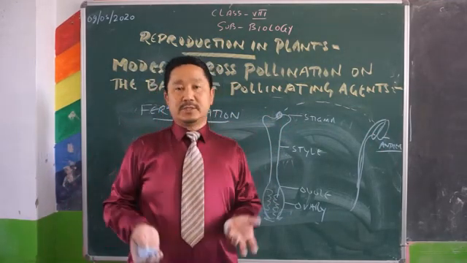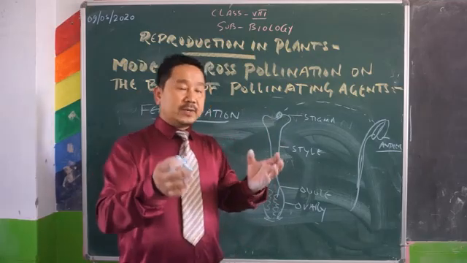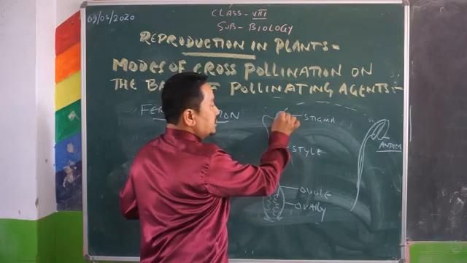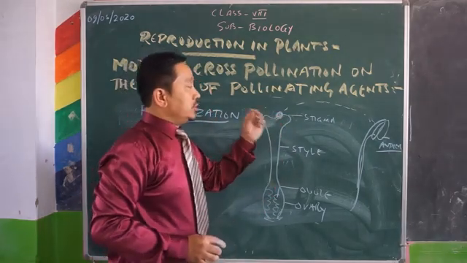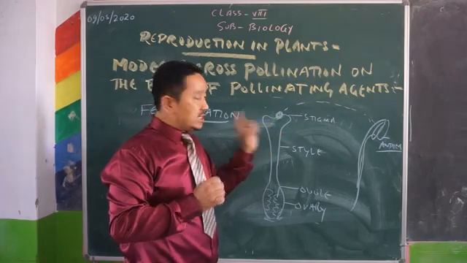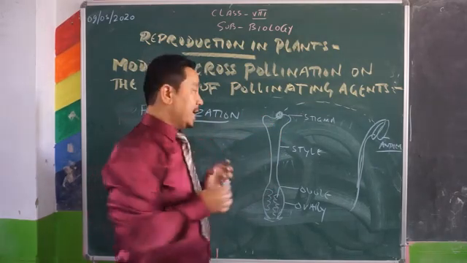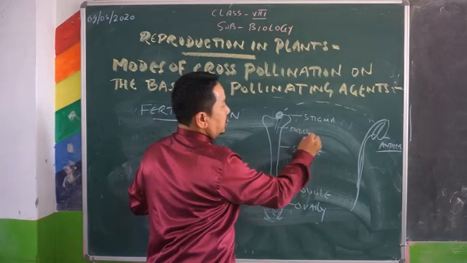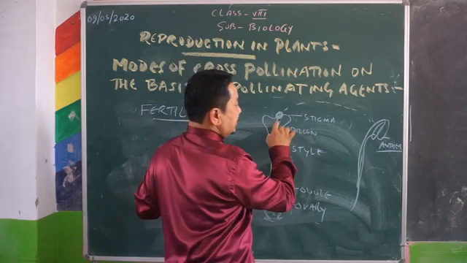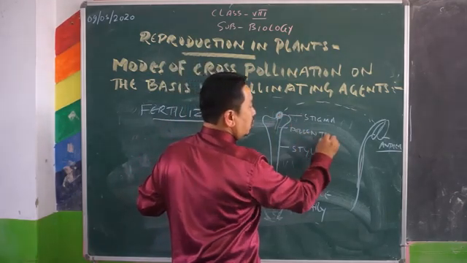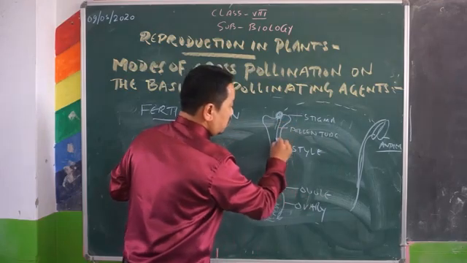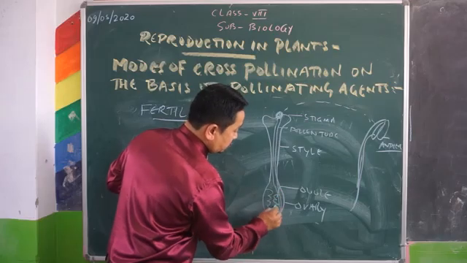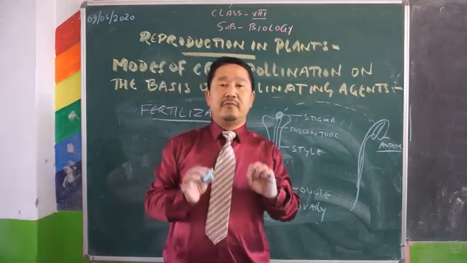So after that, what happens? When the pollen grains are transferred here, using the sugar produced by the stigma, the pollen grain grows and develops a tube, which is called the pollen tube. So this pollen tube will go down inside, and it goes into the ovule of the ovary.